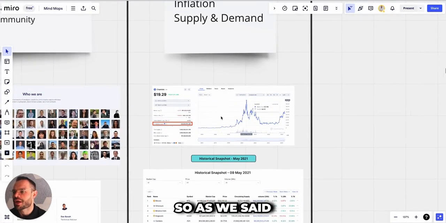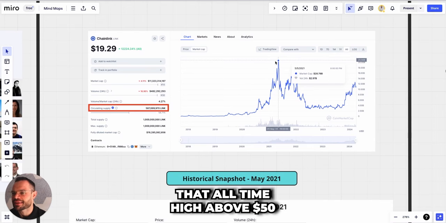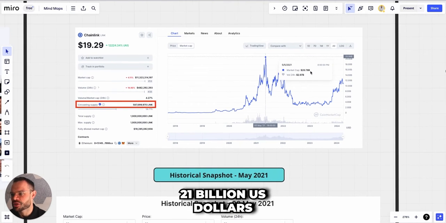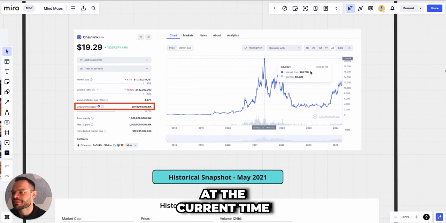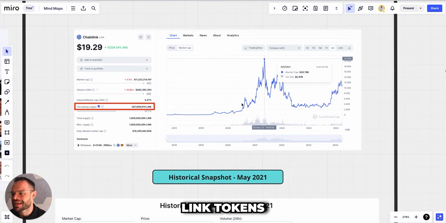So as we said, looking into the tokenomics, the current price of Chainlink is about $19.29. When it hit that all-time high above $50 at the end of 2021, Chainlink did achieve a total market cap of around 21 billion US dollars. At the current time here on March 28th, 2024, the circulating supply for Chainlink is about 587 million Link tokens.